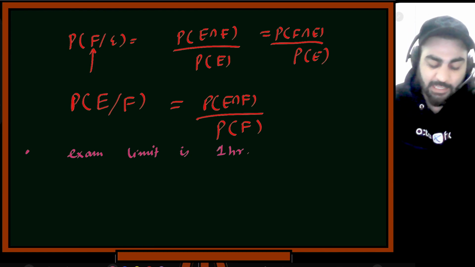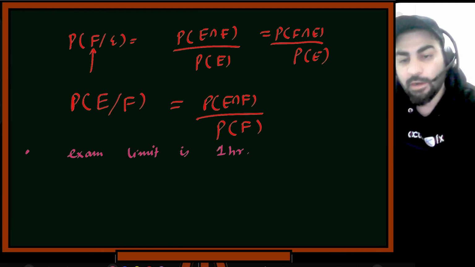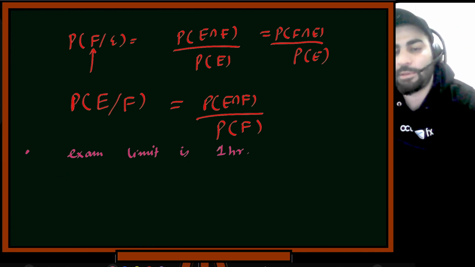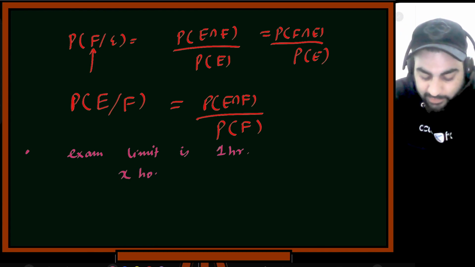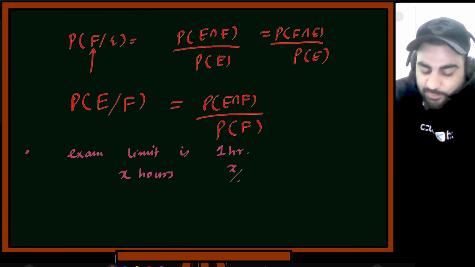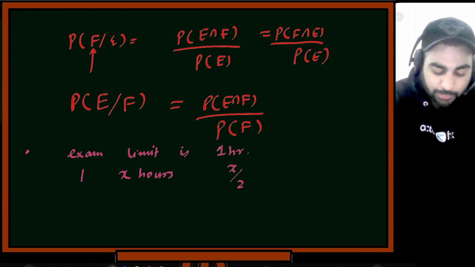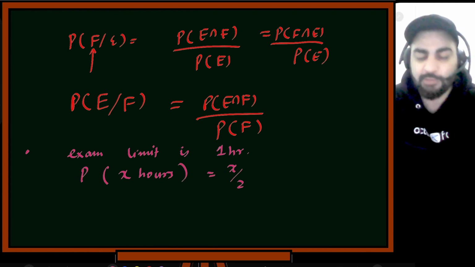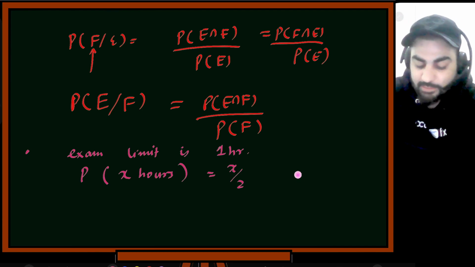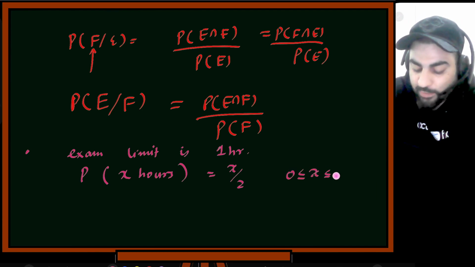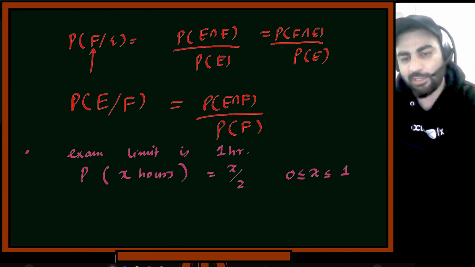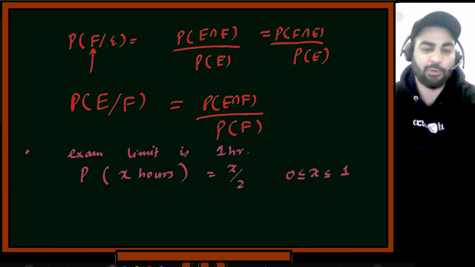Now the question goes like this. The probability that a student will finish the exam in x hours is x by 2. This is given to you. Here x lies between 0 and 1. The maximum time he can give to the exam is 1 hour, or he can be absent, that is, he will not give the exam at all.